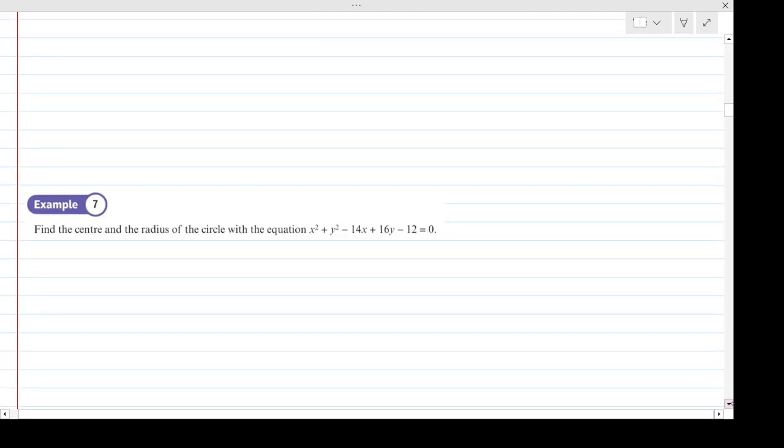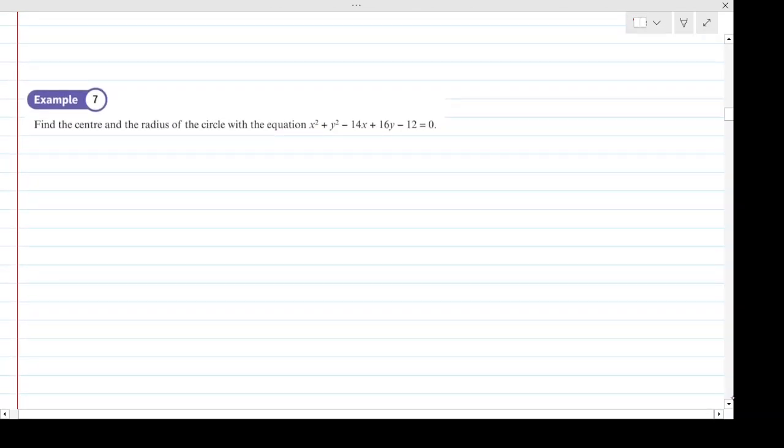Cool. Example 7 then. Okay, here we are. You're not always going to be just given a nice little formula for it, or just given the centre and the radius. Sometimes you're going to get given an equation in this form here, and we can convert that into this form here, which is the equation for the circle. But how do we get there? We have to do a bit of work to get from this original equation, which looks a bit weird, to here.